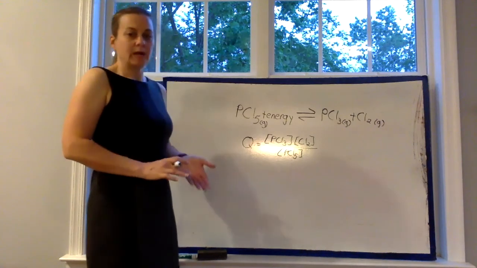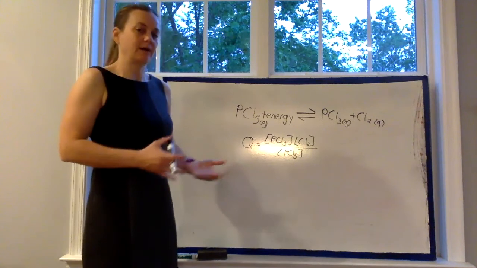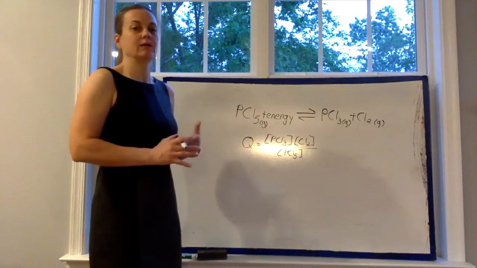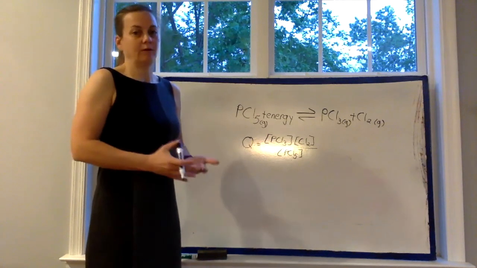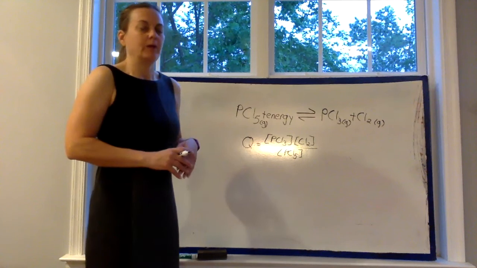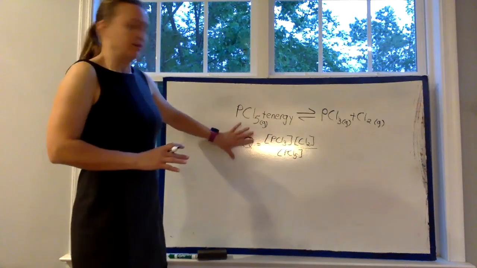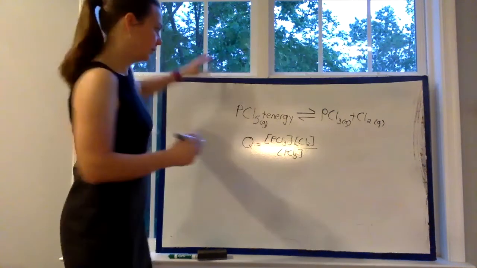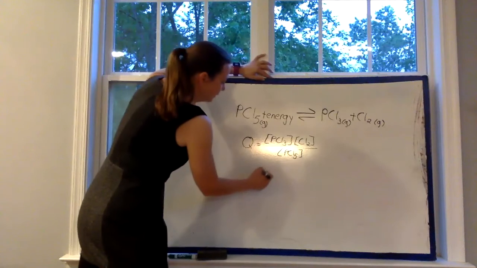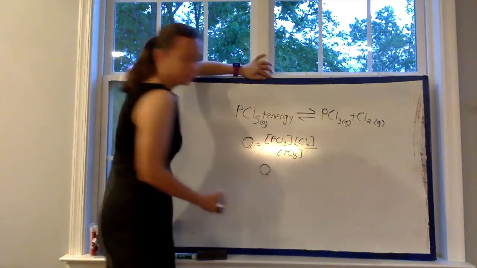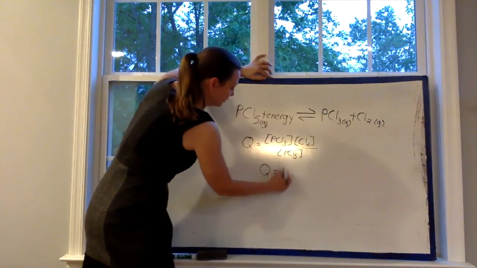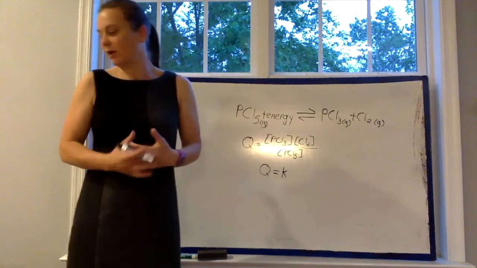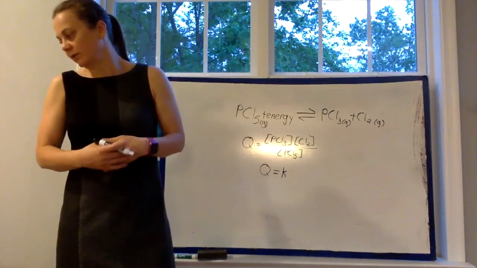So we can use reaction quotient to tell us whether we are at equilibrium or whether our reaction is going to shift. We can also use it to predict the direction of that shift. And so that's why we use reaction quotient. If we're at equilibrium, Q will equal K, because all those concentrations will be the equilibrium concentrations. And so it makes sense that Q would equal K at equilibrium.